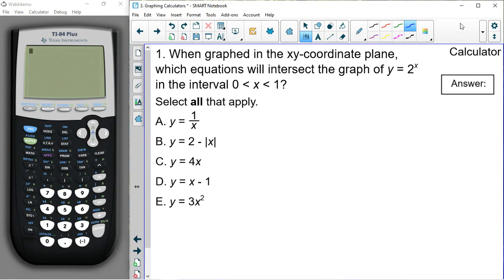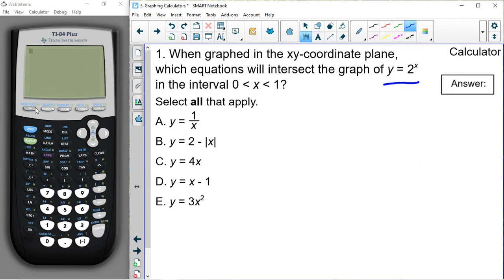Number one says, when graphed in the xy coordinate plane, which equations will intersect the graph of y equals 2 to the x in the interval 0 is less than x is less than 1? So basically, we're trying to figure out which one of these functions will intersect this function 2 to the x when x is in between 0 and 1. It would be possible to do this without a graphing calculator, but since it is a calculator problem, let's use this graphing calculator to our advantage.